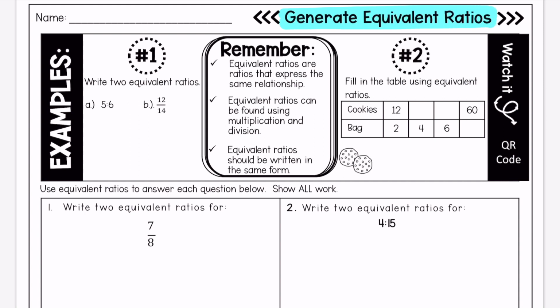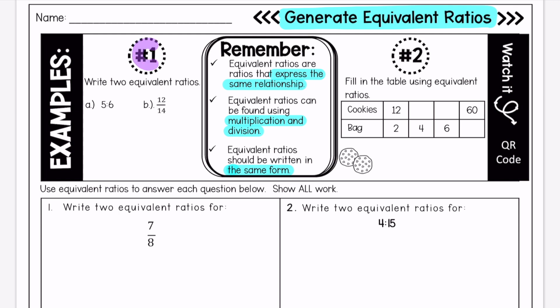Equivalent ratios are just ratios that express the same relationship. Equivalent ratios can be found using multiplication and or division. And they should be written in the same form in which they're given. So if they're written with the colon, you're going to continue with the colon. If they're written with the fraction bar, you continue with the fraction bar, and the same for the word to.